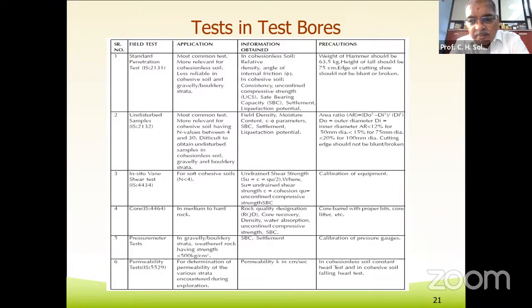In the third column, the applicability of each test has been mentioned. In the fourth column, the information available as results or interpretation from the field test has been mentioned. In the last column, the precautions required in performing the test have been mentioned.